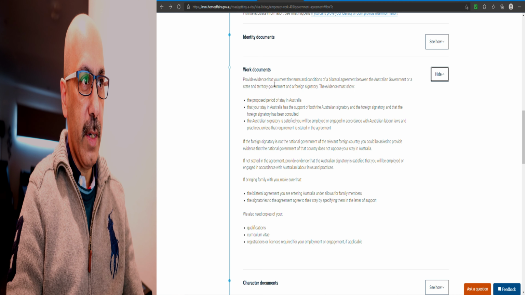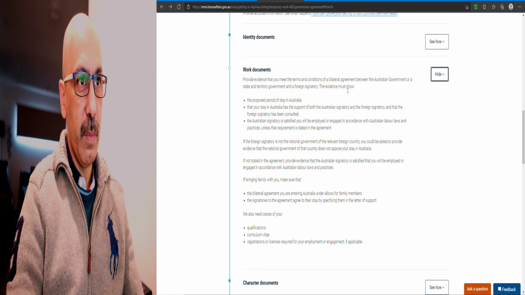Work documents. Provide evidence that you meet the terms and conditions of a bilateral agreement between the Australian government or state or territory government and a foreign signatory. The evidence must show the proposed period of stay in Australia, that your stay in Australia has the support of both the Australian signatory and foreign signatory, and that the foreign signatory has been consulted. The Australian signatory is satisfied you will be employed or engaged in accordance with Australian labour laws and practices unless that requirement is stated in the agreement.